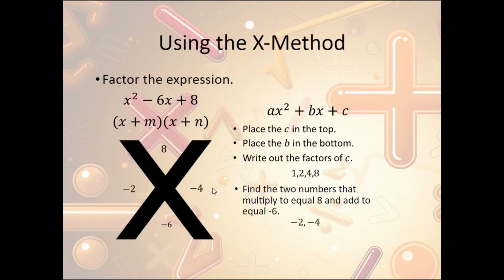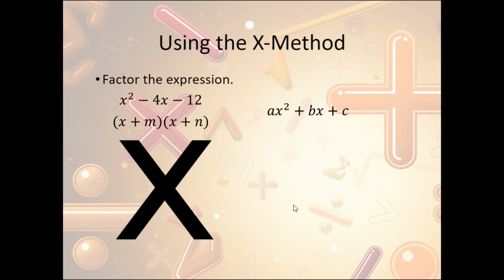So I place those in my x and then add them to my solution, which started as x plus m times x plus n. Well, I'm going to plug in negative 2 for one of these and negative 4 for the other one. So I get x minus 4 times x minus 2.